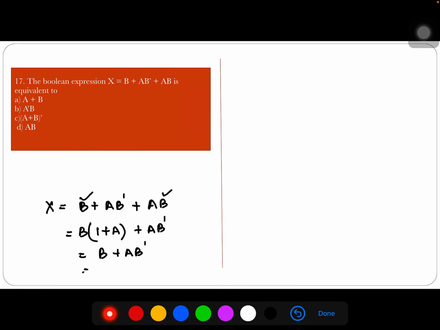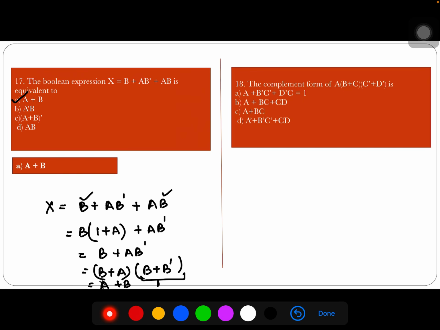And as I told you, A plus BC could be opened as (A plus B) and (A plus C). Similarly, it can be opened like this. So B plus B bar will become 1 and you will be left with A plus B, or B plus A. So the correct option is A.